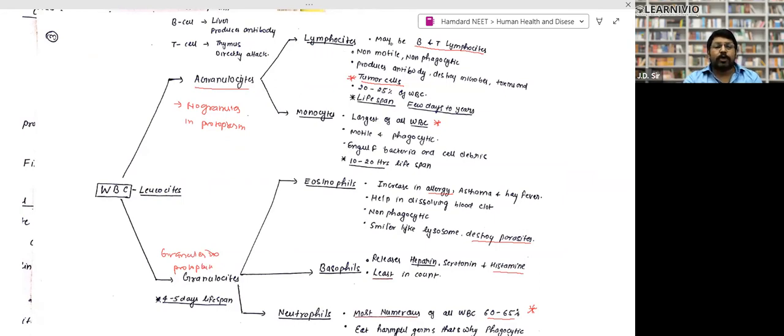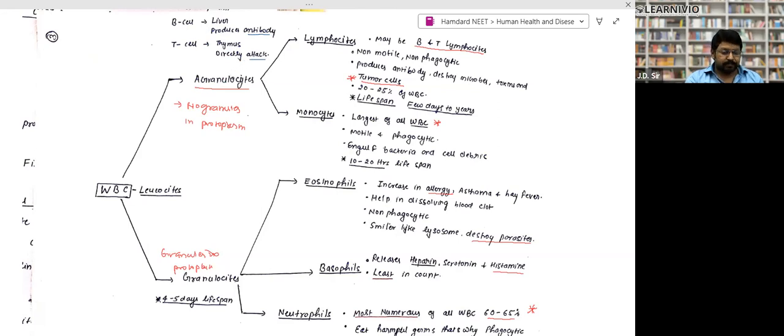Lymphocytes may be of two types: B cells or T cells. B lymphocytes develop in the liver and produce antibody. T lymphocytes develop in the thymus and directly attack, right? So B lymphocytes produce antibody, and T lymphocytes directly attack.